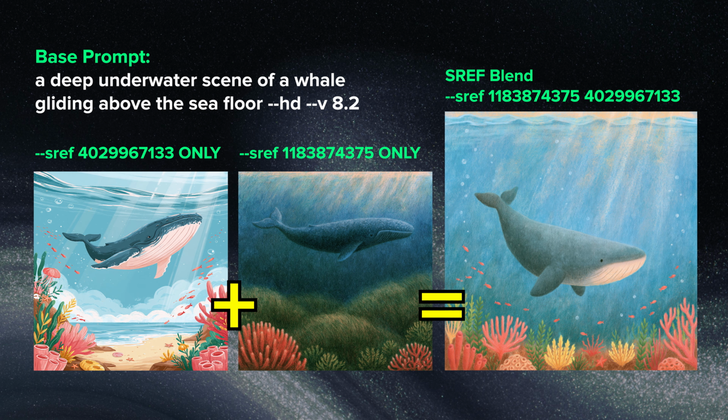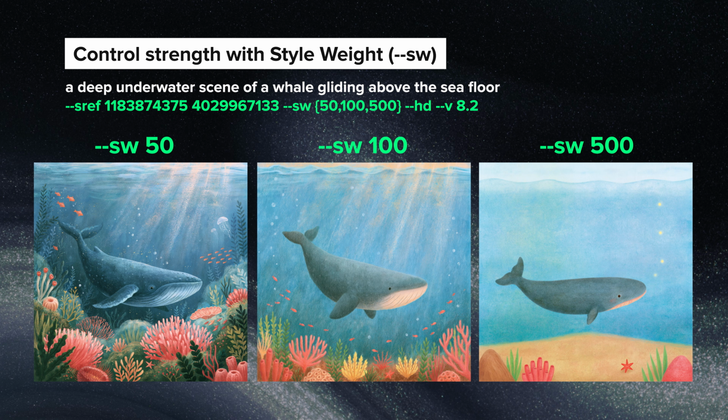And you can control how strongly that blend affects your results by adjusting the style weight parameter, which is --SW. The default value is 100. You can increase it up to 1000 for a stronger effect, or use values less than 100 to lower the intensity. Along with being able to adjust the intensity, we can also control how much each individual SREF contributes to that overall blend.